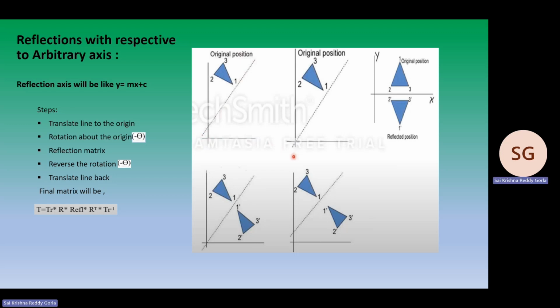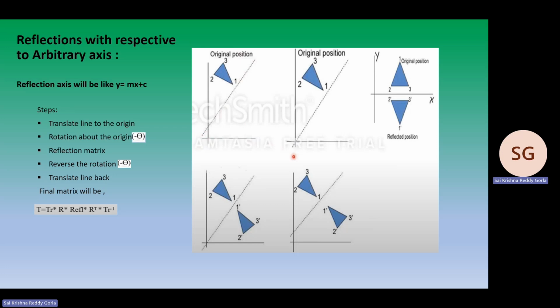After the diagonal axis, now I'm continuing with the arbitrary axis, where the reflection axis will be y equals mx plus c. Here you can see the following steps. First, translating the line from the arbitrary position to the origin, and then it's going to be rotated by minus theta, so it's rotated towards the axis.